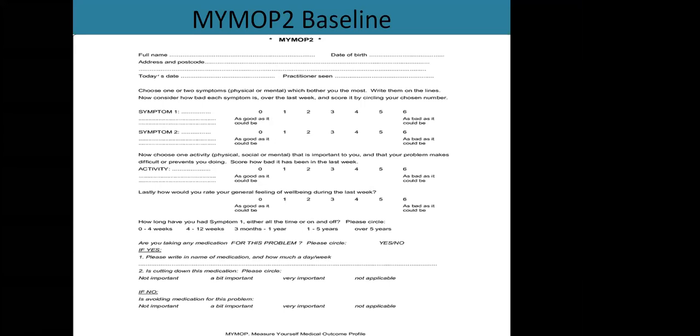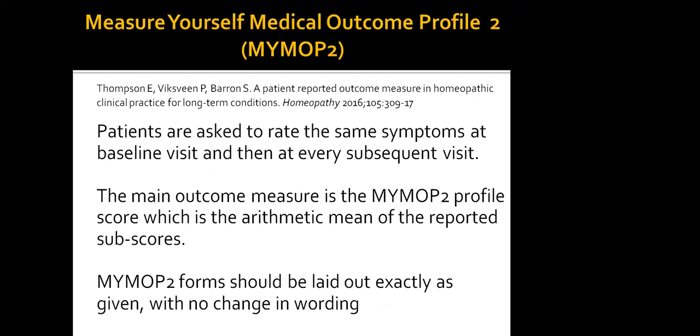Patients are asked to rate these symptoms at the baseline visit and then at every subsequent visit. The main outcome measure is the MYMOP2 profile score, which is the arithmetic mean of the reported subscores. That means we have to find the arithmetic mean of the 4: symptom 1, symptom 2, activity score, and well-being score. One most important thing is that the MYMOP2 form should be laid out exactly as given, with no change in wording.